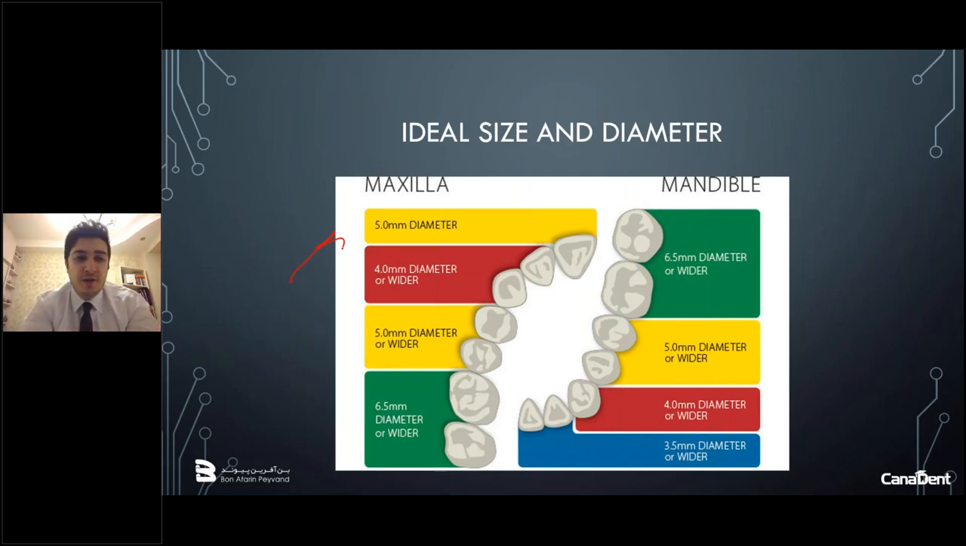For example, in lateral incisors, we will use a 4 millimeter diameter. And when we go to the posterior area, where we have a very bulky crown, for example in molar areas, we usually want to use 5 or 6 millimeter width implants.